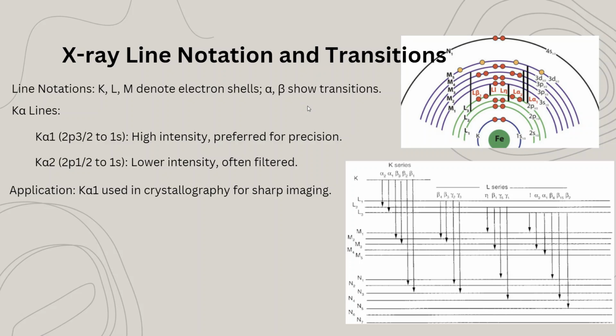We can create a diffraction pattern using these two lines. Like if it is from 2p 3/2 to 1s, or 2p 1/2 to 1s, one will be low intensity basically, and the upper one is high intensity, preferred for precision. So we can see here L beta 1, L alpha 1, L alpha 2. These are nearby. K alpha 1 is used in crystallography for sharp imaging.